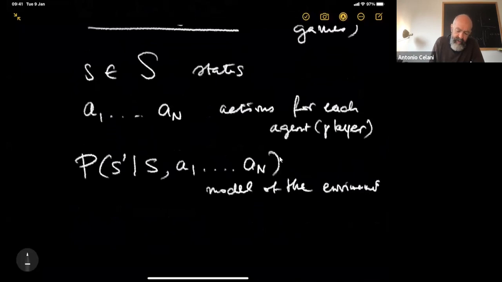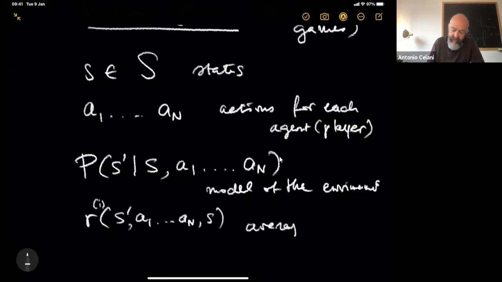And then there is a reward function, okay, where actually this has to be made in several copies. So there will be our, let's say, index i reward function, which depends on the previous state of the environment, in general on all the actions that have been taken, and on the previous state. These are the average rewards.